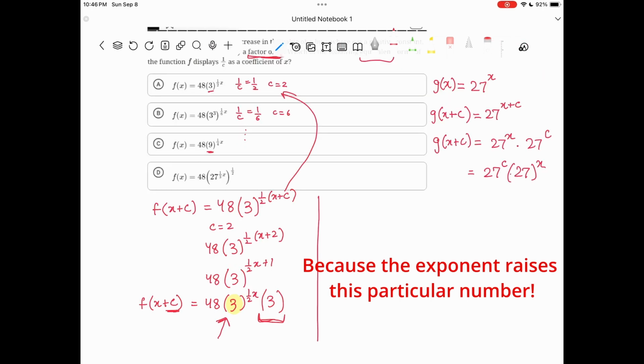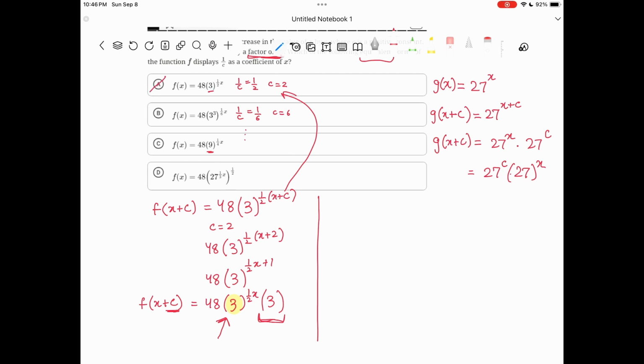And now since we know that the number in the bracket is the multiplier, we can eliminate option A, option C, and option D. Why option A? Because since the number in the bracket is 3, the equation is going to increase by a factor of 3. In option C, since the number is 9, the equation will increase by a factor of 9.